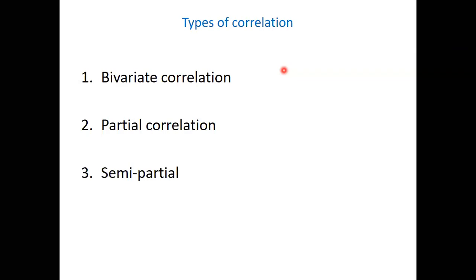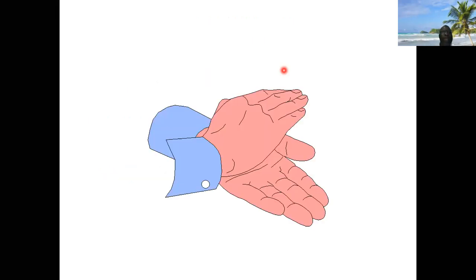Then if you are removing the effect from only one of them, maybe from the score, you don't believe that the effect should be on the attendance, but on the score, that would be semi-partial.